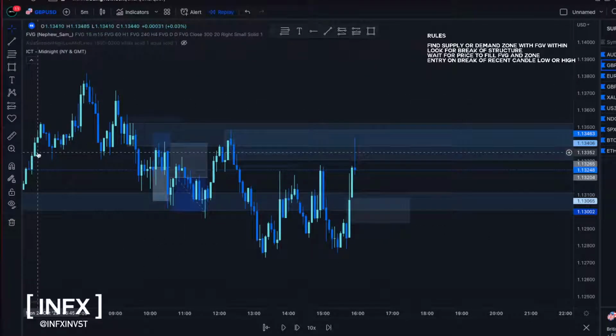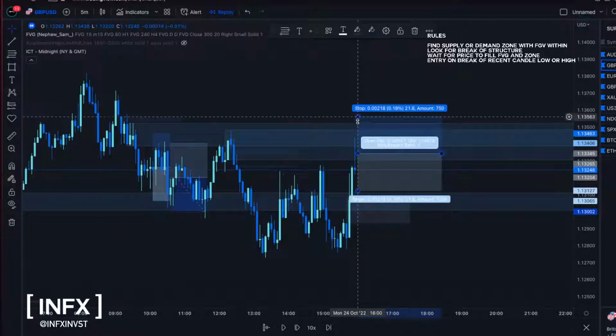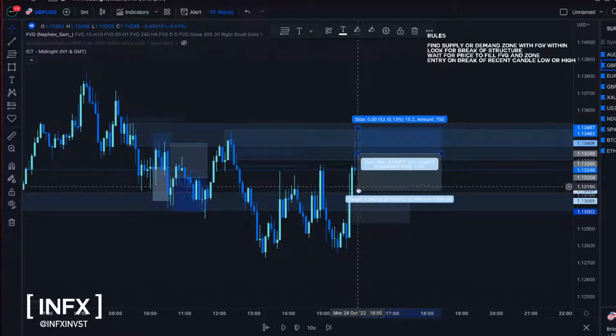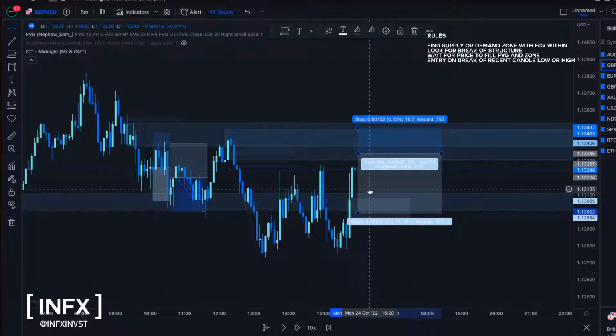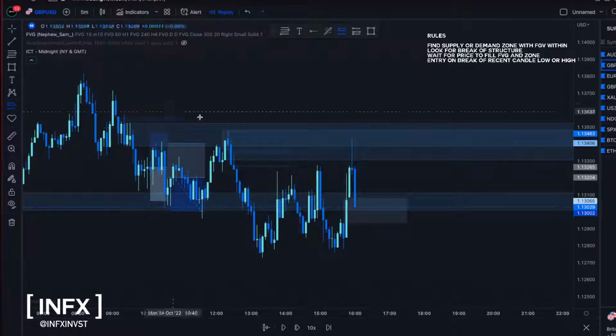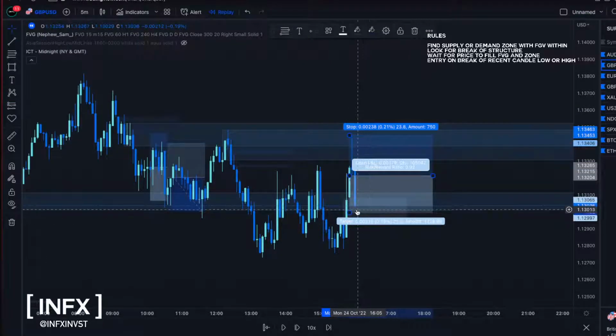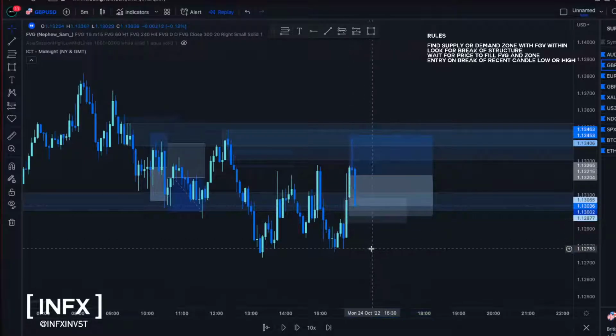Now there is another way of trading this, and it's being an aggressive entry. An aggressive entry would be as soon as we fill the FVG, we enter. But we're not trading that today. We're trading candle low breaks. So we got our candle low break. It's beautiful. We probably have our stop loss just above the high here, and going for 1-to-1, we've almost got it.